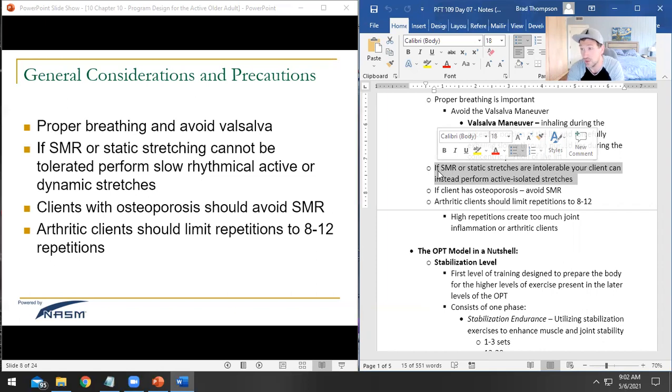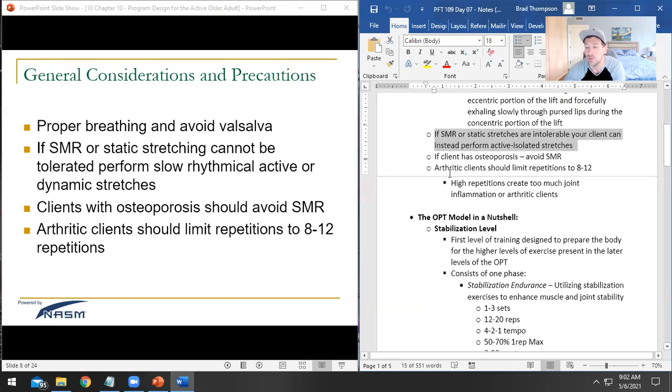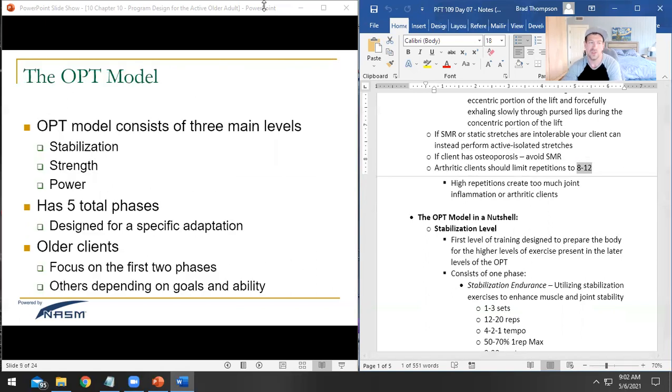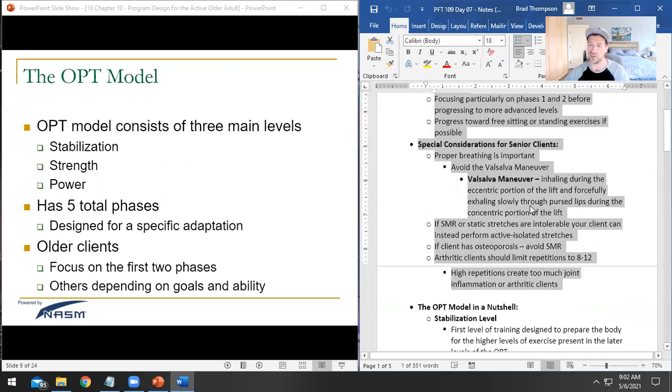And then in every phase of training, we normally foam roll. But again, if that's going to cause bruising or anything like that on your client, we want to avoid it. And then arthritic clients, we are definitely going to limit our repetitions to anywhere from 8 to 12. We don't want to go into that super high repetition range because that's going to put too much inflammation on those joints. So those are some of the rule breaks before we actually get into the rules.